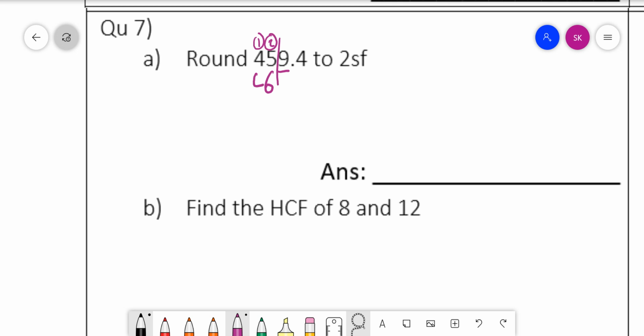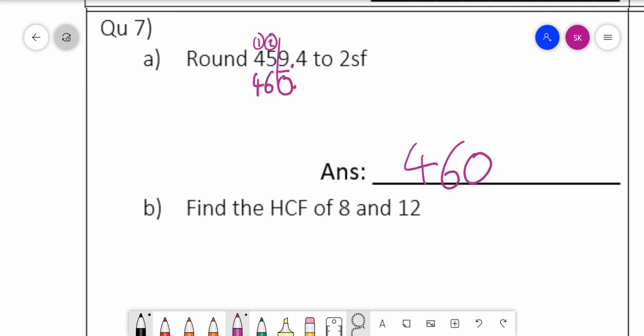The 4 stays as it is, but remember, the whole point of rounding is to make the number similar to what it was before, but a bit easier to manage. 46 is nothing like 459.4. So I've got to fill out the remaining place value columns up to the decimal point. Yeah, so the answer is 460. If you're at 460.0, it's still correct, but 460 is best.